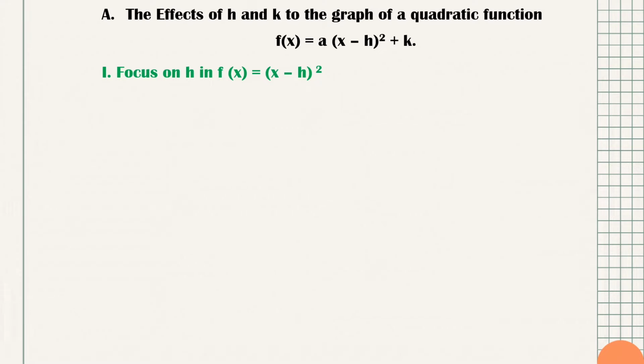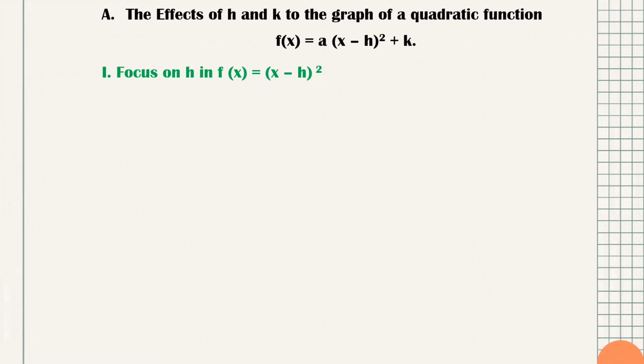Next, focus on h in f of x is equal to quantity x minus h squared. Consider the expression x minus h and how the value of h appears when the expression has been simplified. If the value of h is equal to 1, we have x minus 1. And if the value of h is equal to negative 1, we have x plus 1.